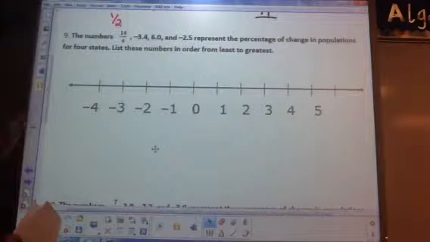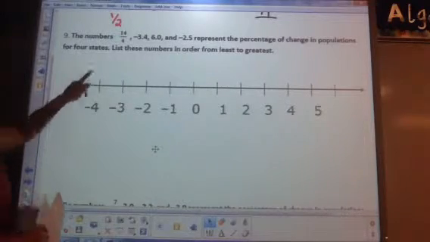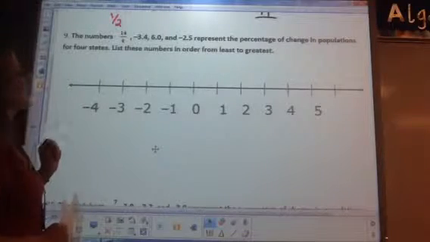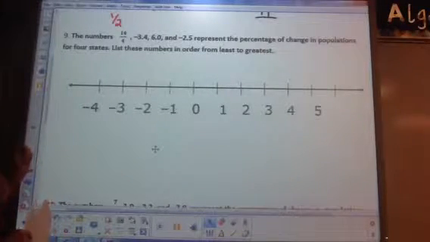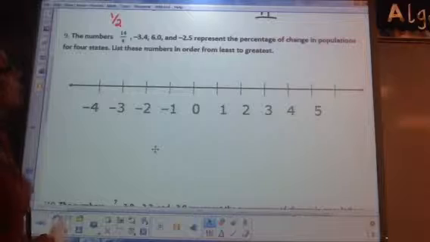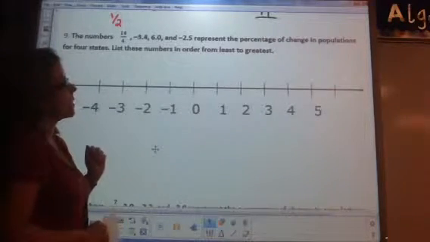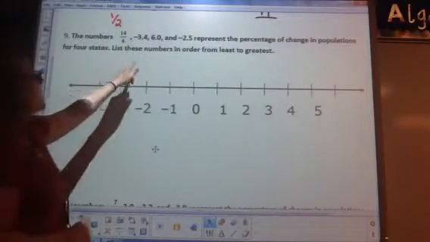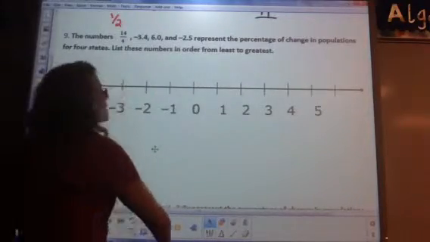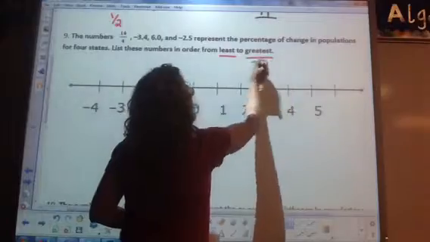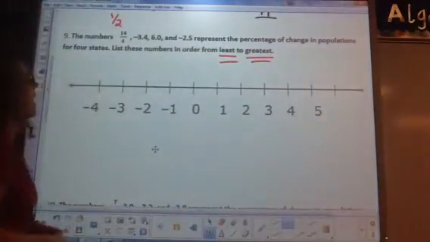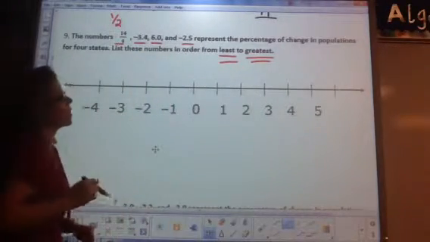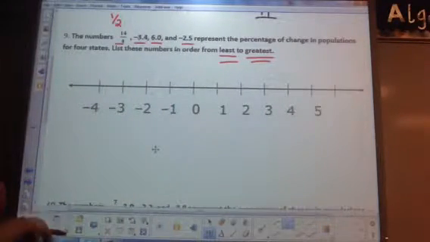All right, so for number 9, it says the numbers 14 fourths, negative 3 and 4 tenths, 6, and negative 2 and 5 tenths, or negative 2.5, represent the percentage of change in populations for 4 states. List these numbers in order from least to greatest. Okay? So we need to list these 4 rational numbers in order from least to greatest.